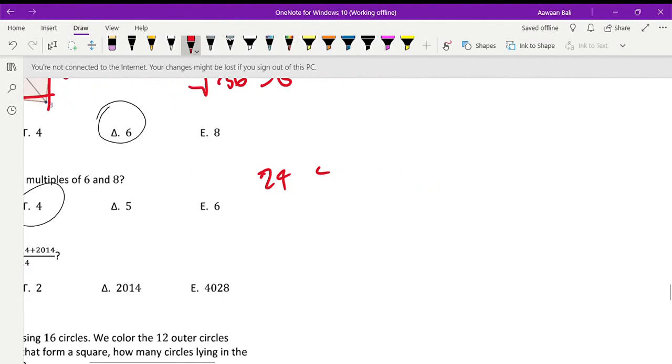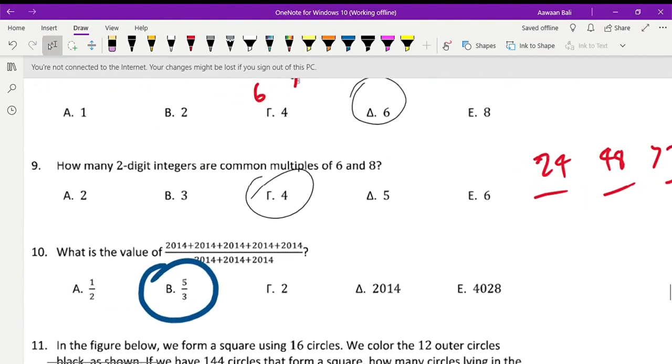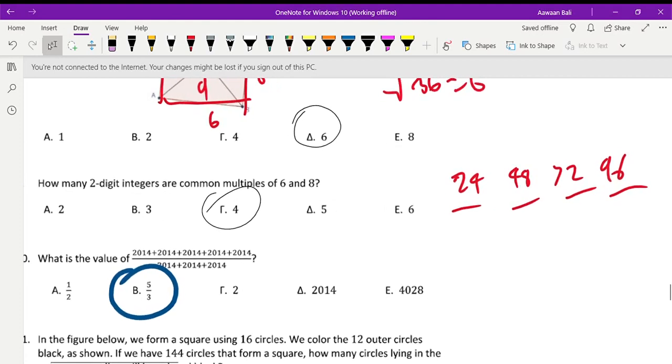But we have 24, 48, and then we have 72, and we have 96. Only 4 possible. We only got 4 of them, and they're all 2-digit numbers. And because of the multiples, that means that they're all also common multiples of 6 and 8. And since they're the multiples of the lowest common multiple, again, we would have to list every single one. If we did 48, we'd only list this one and this one. If we said the multiples of 72, we would only list 72 itself. But 24 is perfect, listing all 4 numbers, including itself. Therefore, the answer is gamma, 4.